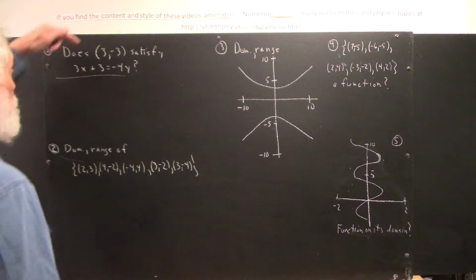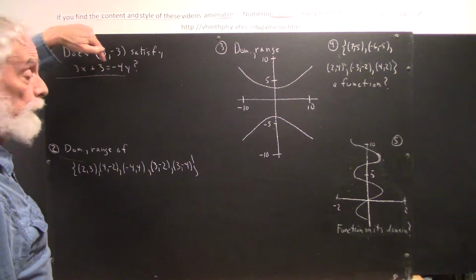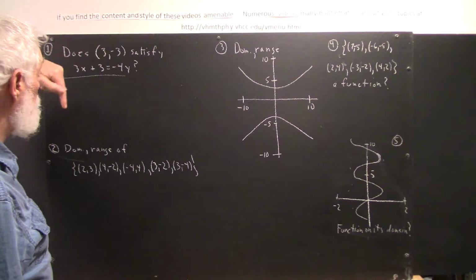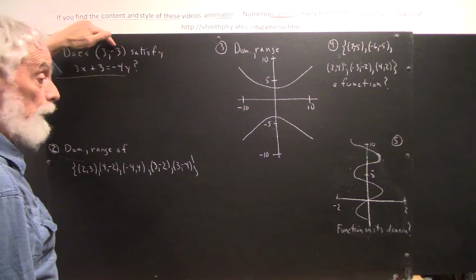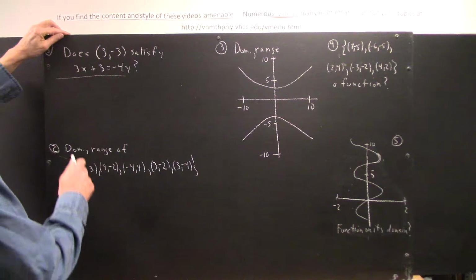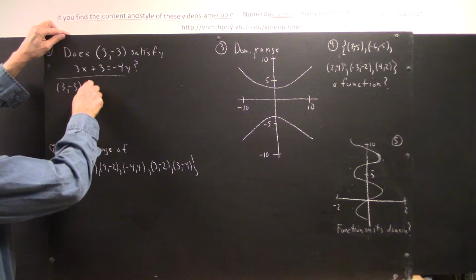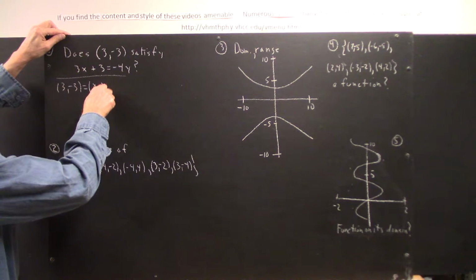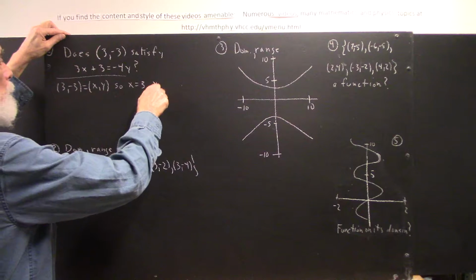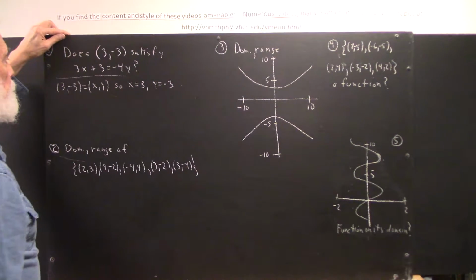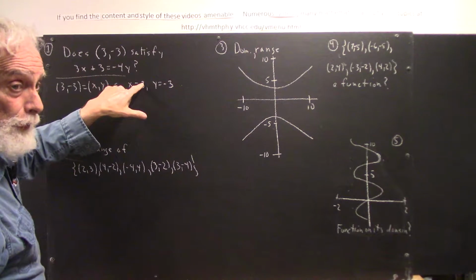First question, does (3, -3) satisfy 3x + 3 = -4y? Now the ordered pair (3, -3) indicates an x value and a y value, and that's implicit. So (3, -3) is a point (x, y). So x equals 3, y equals -3. Now, does x = 3, y = -3 satisfy this equation?